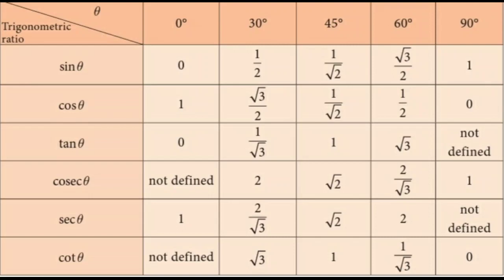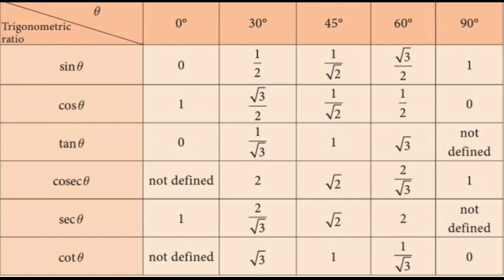First one, sin theta. Here we take 0 degree, 30 degree, 45 degree, 60 degree, 90 degree. Here, taking the square root of 0, 1/4, half, 3/4 and 1.